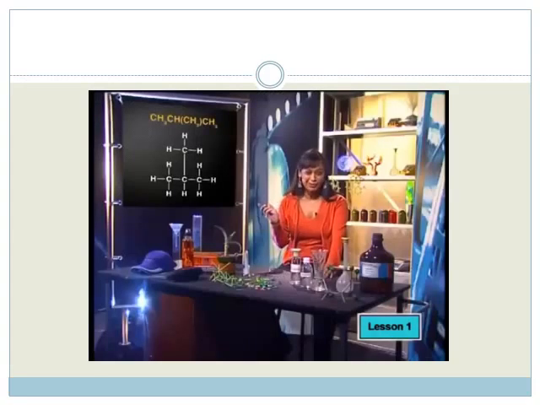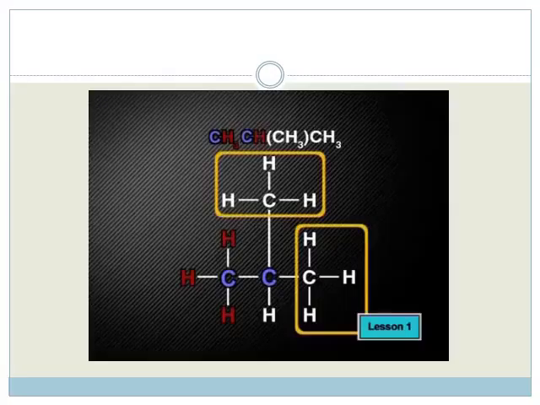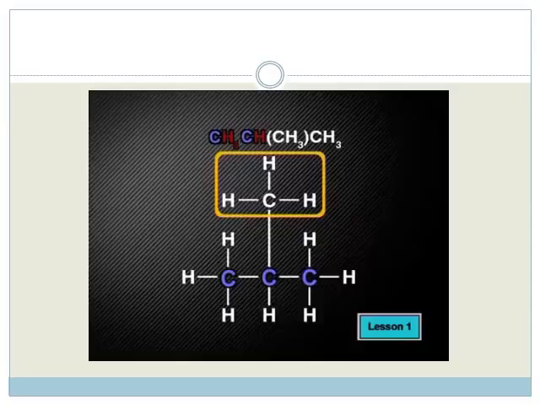Let's look at the example and see how a two-dimensional structure can be written as a condensed structural formula. We start at one end, first writing the C symbol for the first carbon atom. Next, we write down the hydrogen atoms that are joined to it. The second C has an H attached, as well as two CH3 groups. This means that one of the CH3 groups forms a branch or side chain off the main chain. If there is a branch or side chain, we place the symbols inside brackets in the condensed formula.